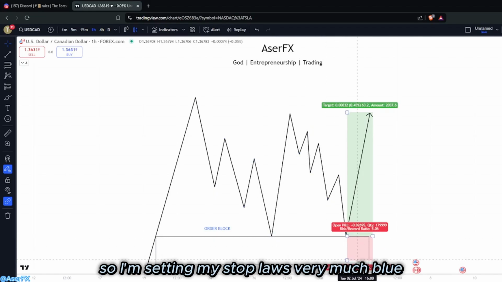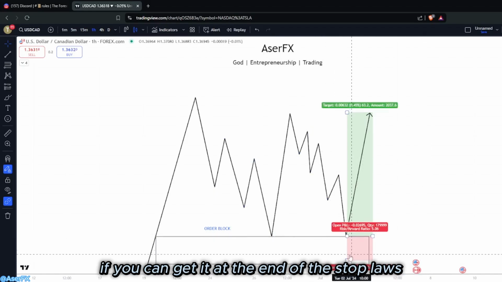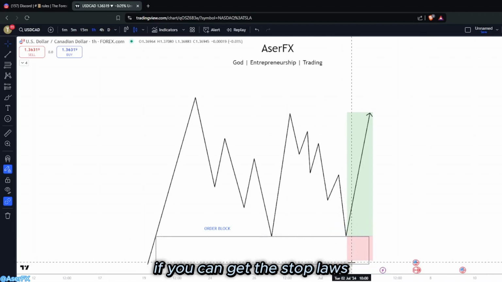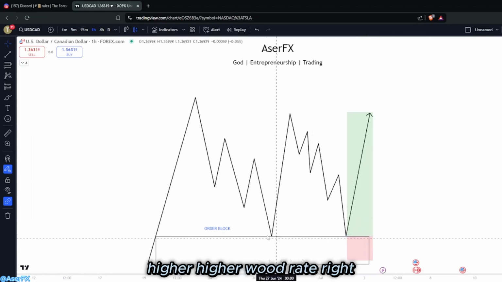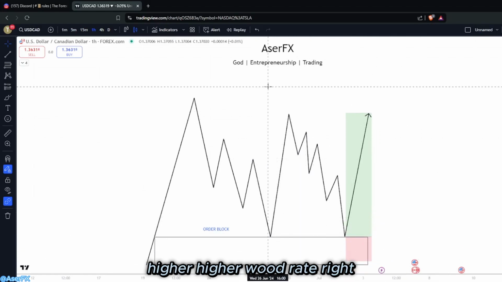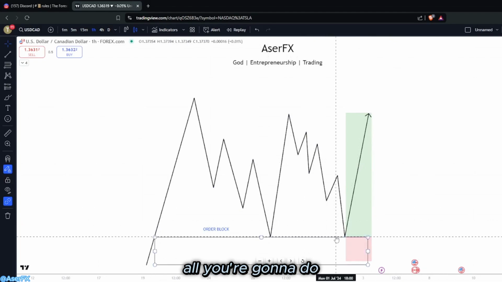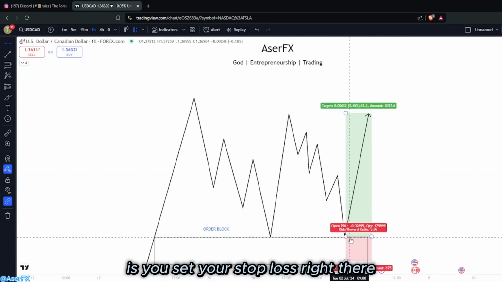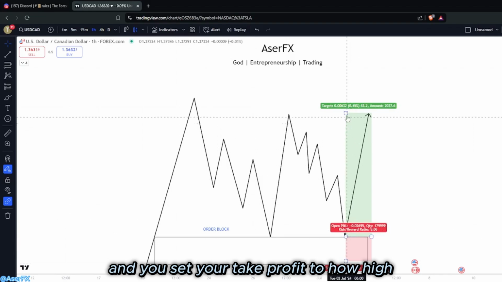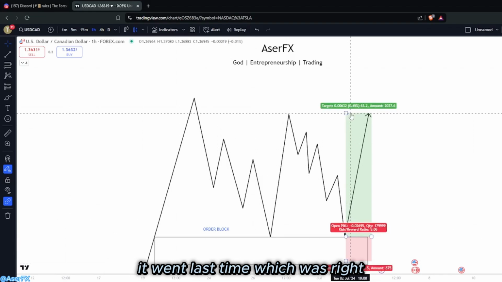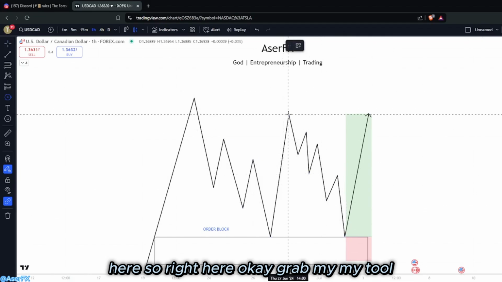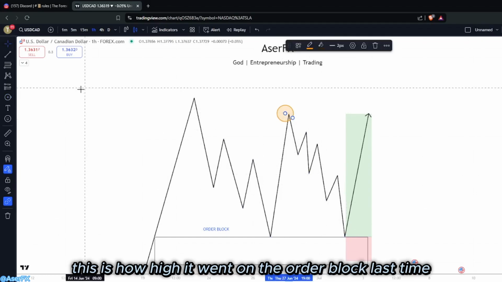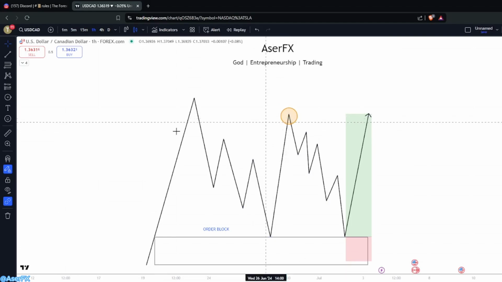So I'm setting my stop loss very much below. And if you can get the stop loss at the end of the order block or more, that would be great. Higher win rate, right? So all you're going to do is set your stop loss right there, and set your take profit to how high it went last time, which was right here. So right here, okay, let me grab my tool. This is how high it went on the order block last time.